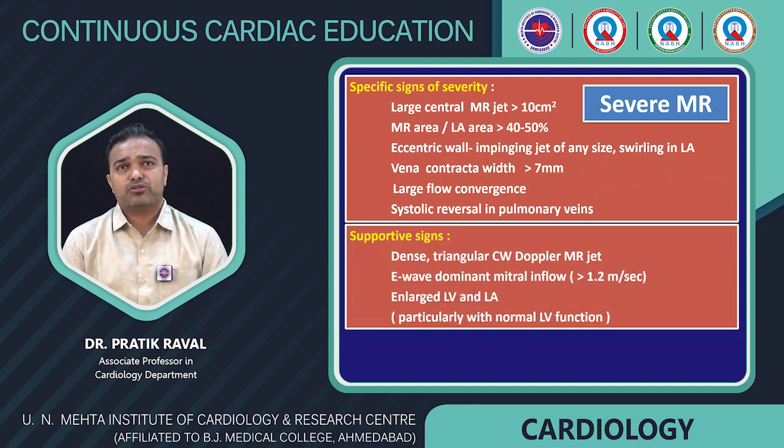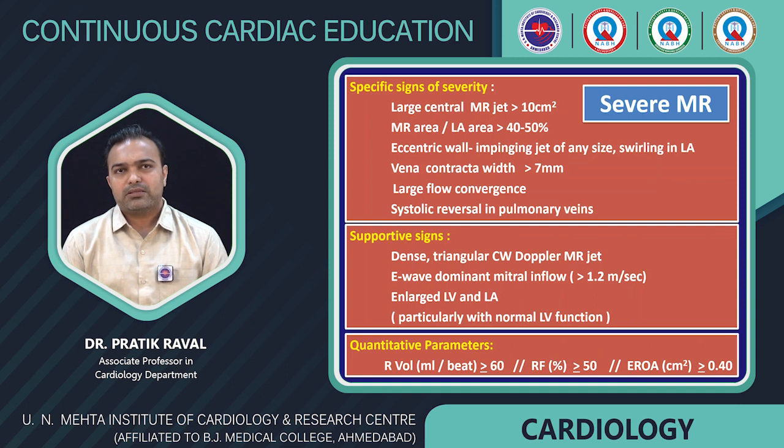So specific signs of severe MR include large central MR more than 10 centimeters square, and the MR jet area which occupies more than 40 to 50% of the total LA area, the eccentric wall hugging MR or swirling of jet in the LA, vena contracta width more than 7 mm with large flow convergence, and systolic flow reversal in pulmonary veins. So these are very specific signs of severe MR.